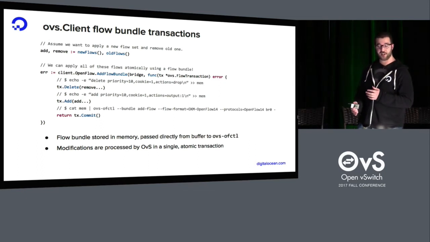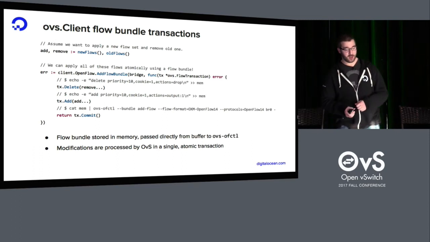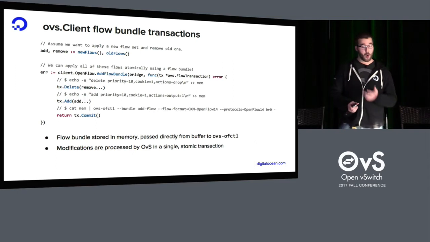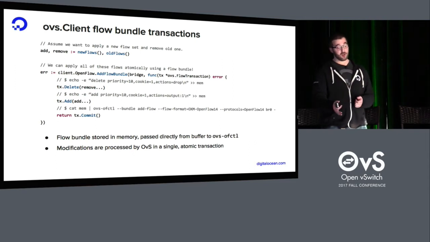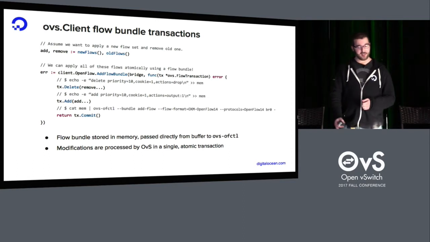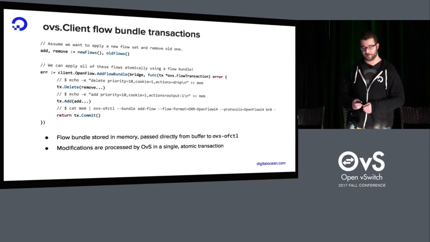And what this is essentially doing is creating these strings in memory and pushing them into a buffer. Finally, when you call the commit method on the transaction, it opens the buffer, pushes it into the standard in of ovs-ofctl, and executes all of the commands at once. And OVS is able to process it in a single atomic transaction.